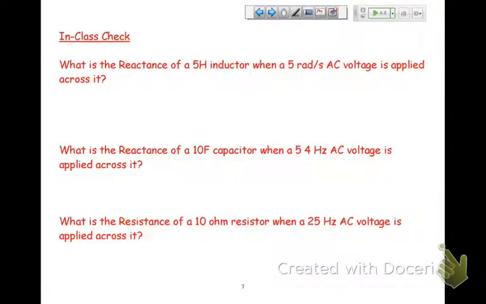So what is the reactance of a 5 henry inductor when a 5 radians per second AC voltage is applied to it? So what is my reactance? XL is equal to, what's that equation again? Omega L? Yeah. So omega is 5 times my L, which is 5, which equals 25. And what are the units of these things? It's resistance, isn't it? So it's going to be ohms.